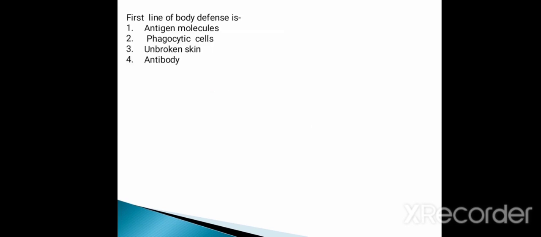The first question. The first line of defense is: option 1, antigen molecules; option 2, phagocytic cells; option 3, unbroken skin; and option 4, antibody. The correct answer is unbroken skin.